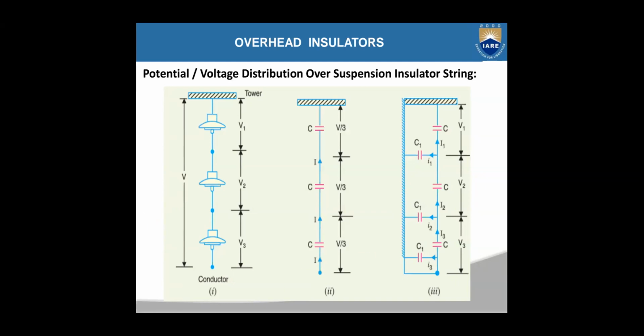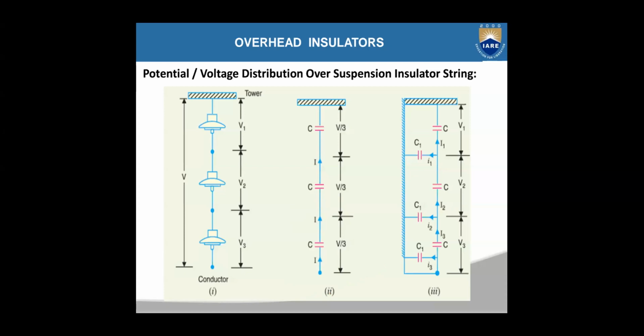So here you have the conductor, right? Now, suppose there are three discs, each disc is represented with some capacitance. Let us assume all the discs have the same capacitance value, which is C. Now all are connected in series. So here you have the live conductor, which is connected to disc number 3. Now the current flowing through this string will be I.